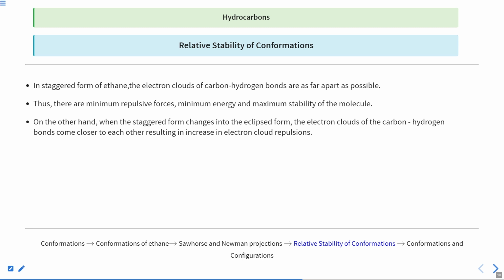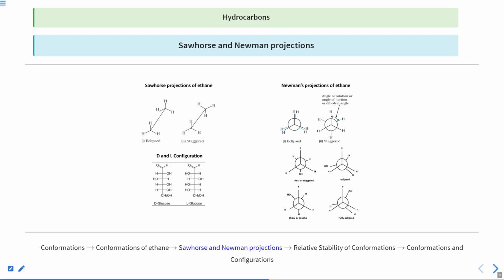Next, we will talk about the relative stability of configurations. We have seen what configurations are and what the possible configurations are. Now we'll talk about their energy. I have told you earlier that there is a relative change in the energy due to the change in conformation.